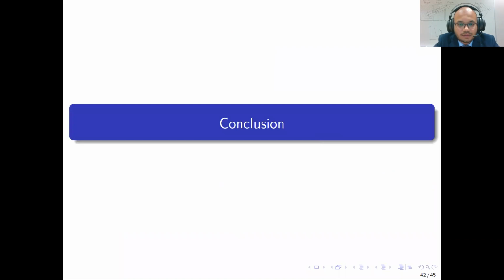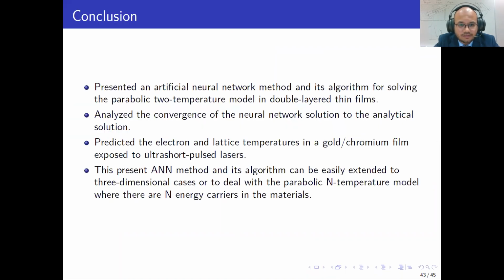Now for the conclusion, we have presented an artificial neural network to solve the parabolic two temperature model in double layered thin films. We have analyzed the convergence of the solution to the analytical solution, and then we have predicted the electron and lattice temperature in the gold chromium film, which is exposed to an ultra-short pulse laser. In the future, we want to extend it to a more complex geometry, and also want to try to solve the parabolic n temperature model, where each n is an energy carrier in the material.